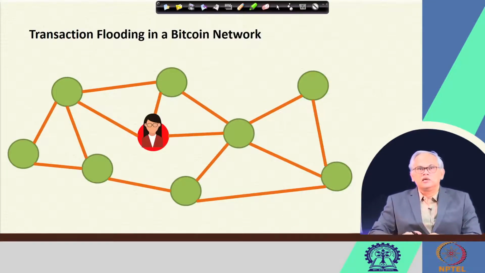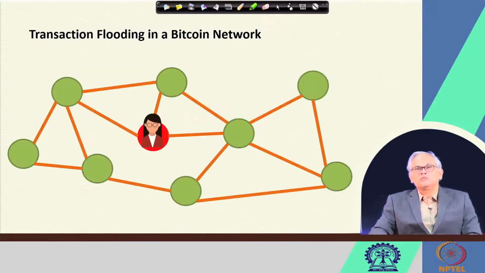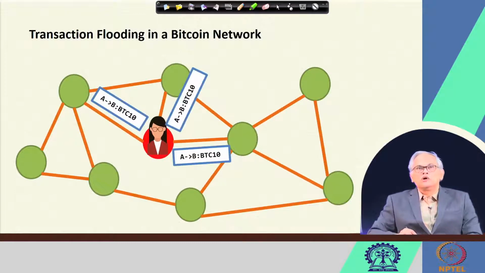So, let us see this. Now this is Alice, as we said it was you. It could be you, imagine yourself in place of Alice, carrying out this transaction of transferring BTC 10 to Bob. What Alice would do is send this transaction to her neighbors. You see that Alice has 3 neighbors, and Alice is sending this transaction, which we denote as A to B, BTC 10, to all her neighbors.